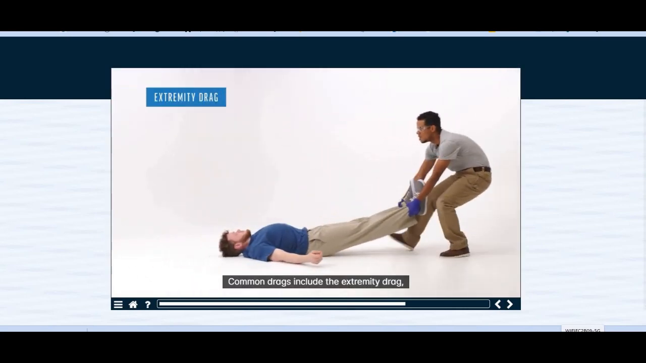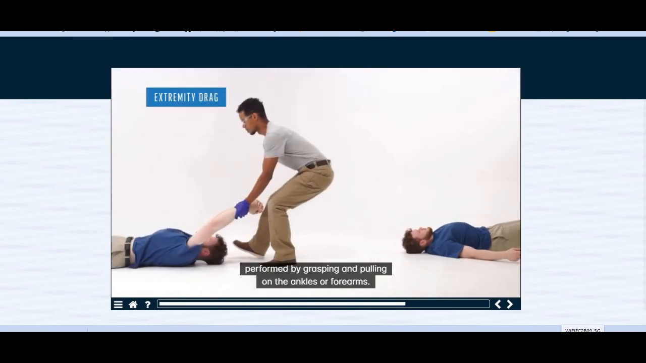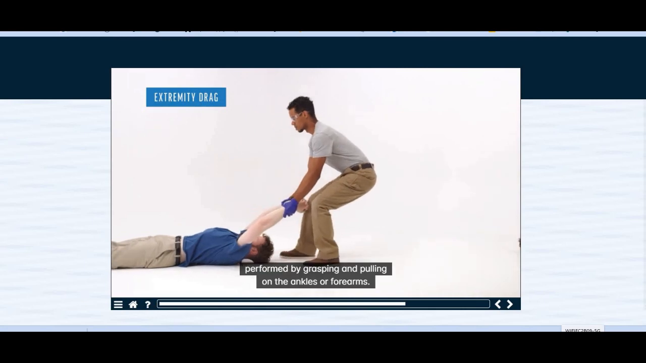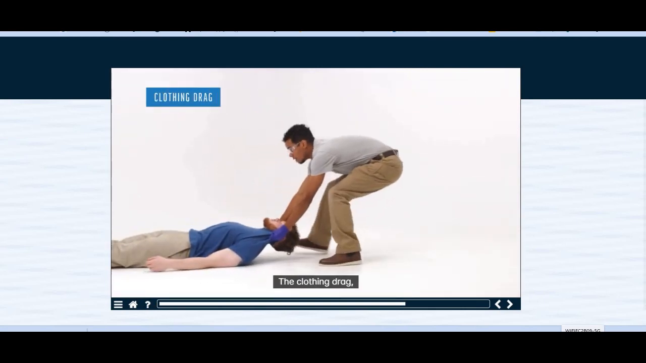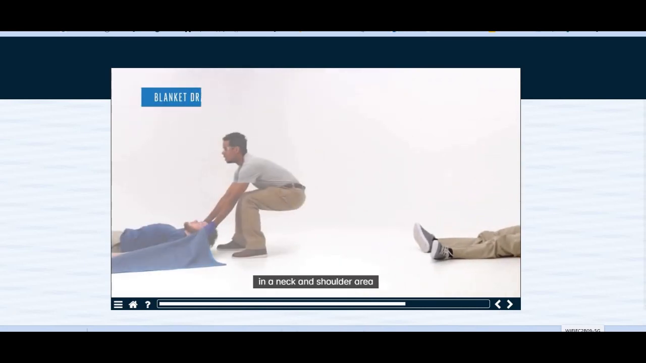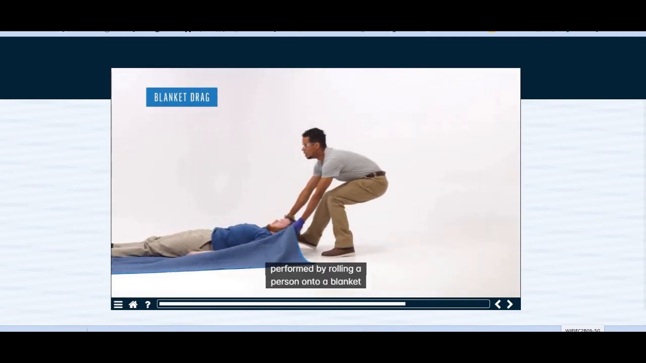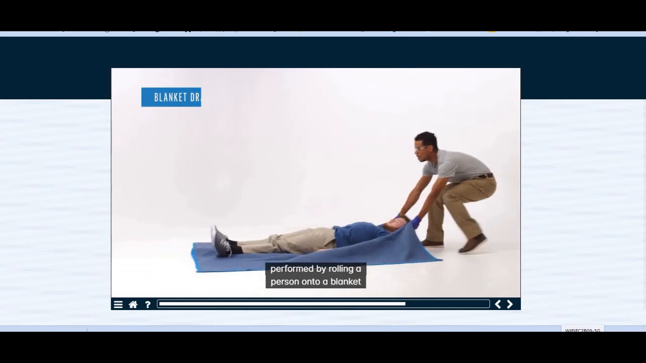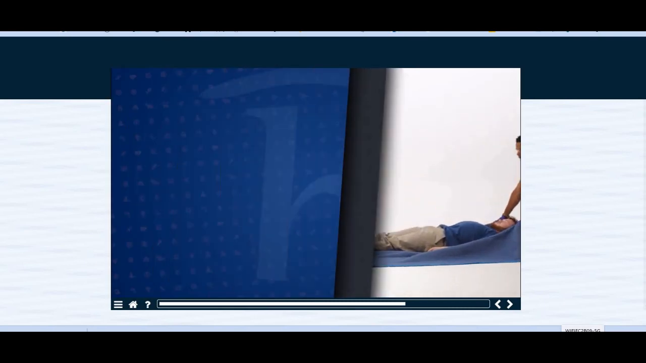Common drags include the extremity drag, performed by grasping and pulling on the ankles or forearms. The clothing drag, performed by pulling on a person's shirt in the neck and shoulder area. And the blanket drag, performed by rolling a person onto a blanket and dragging the blanket.